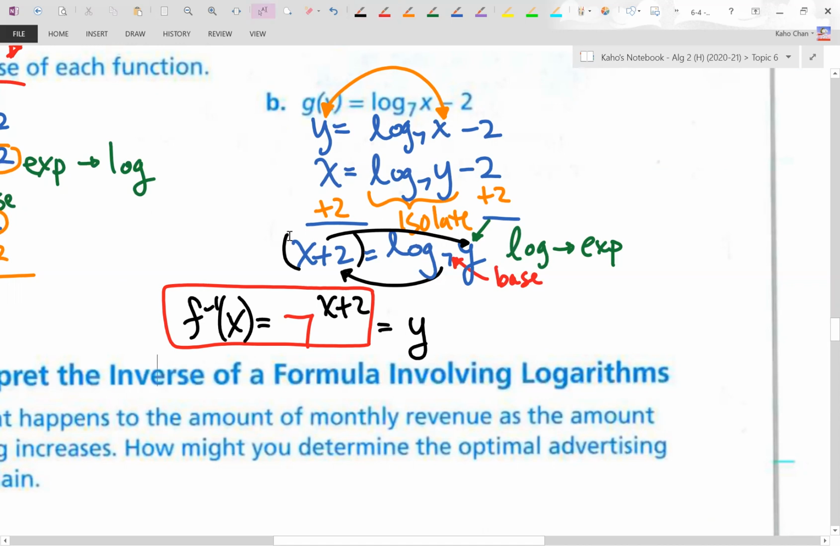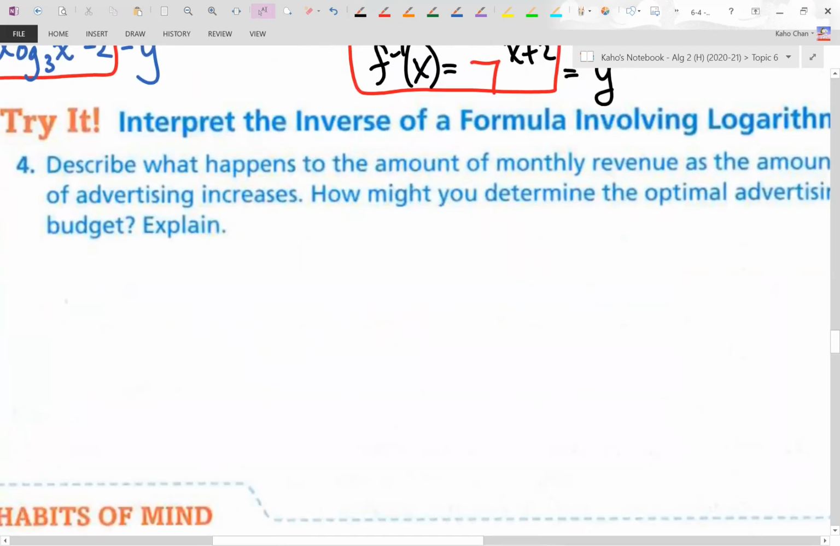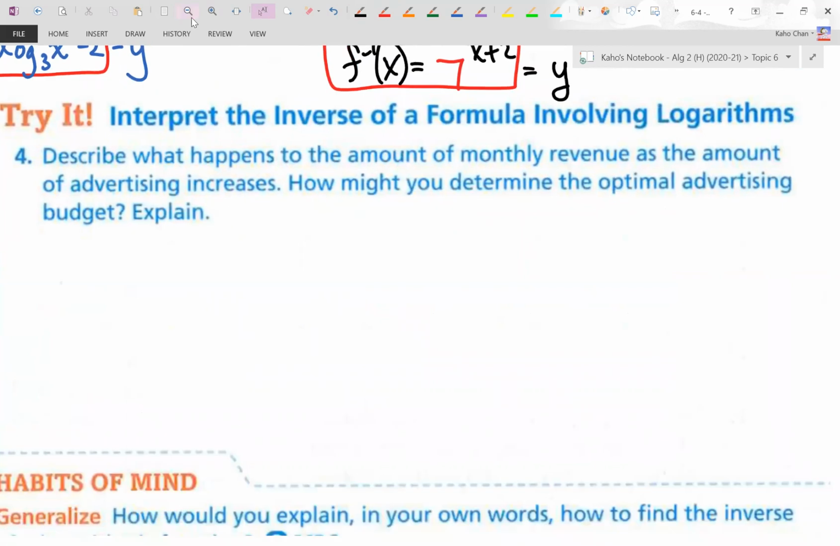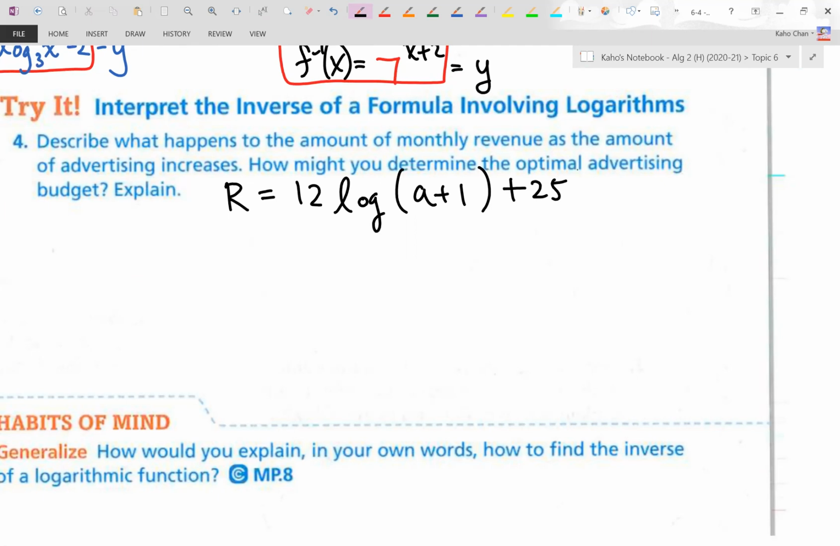Any questions? All right. The next problem is a word problem. Don't be afraid. It's the same as example 3 and 3b. Here's the actual word problem from the book. It's not written here in the note taker. R equals 12 times the log of a plus 1, close parentheses, plus 25. Don't worry about where that came from, okay? It's just something to do with advertising budget, sorry.